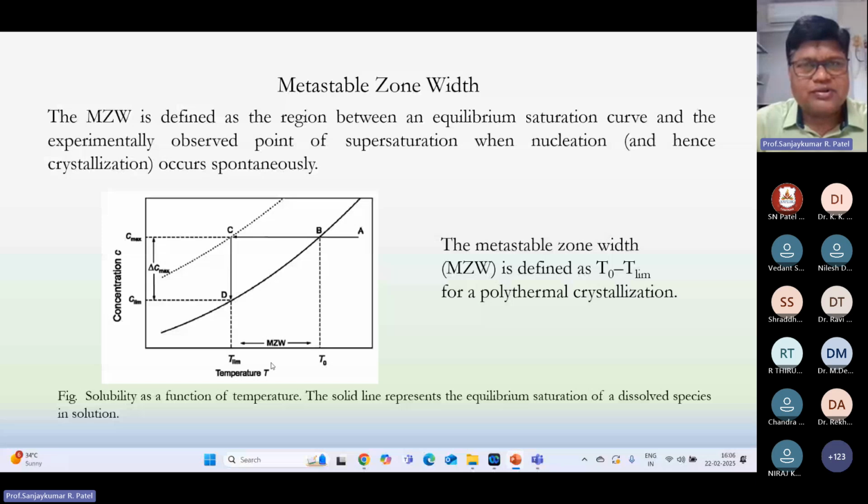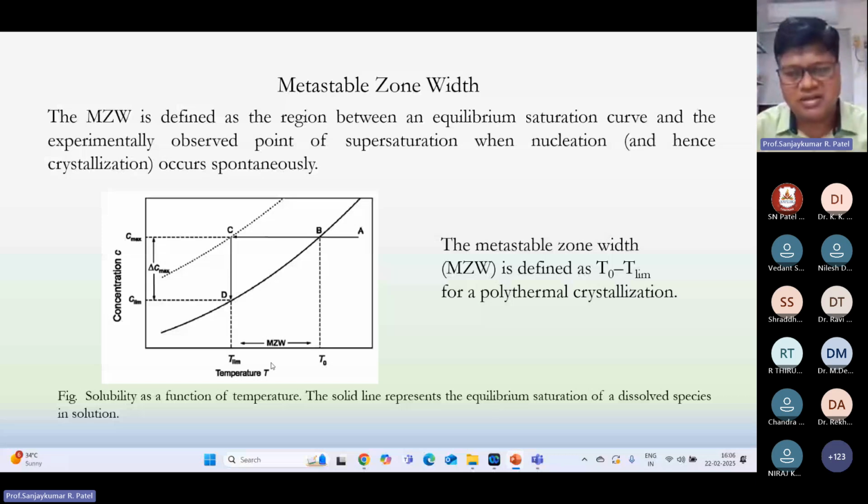Okay, so these two definitions, one is the induction time and another is metastable zone width. If we are able to control these two, then we can have control on the nucleation, or you can say that you will have control over the crystal size as well as the shape of the crystals. So how to control this, correct? How to control this particular induction time and the metastable zone width?